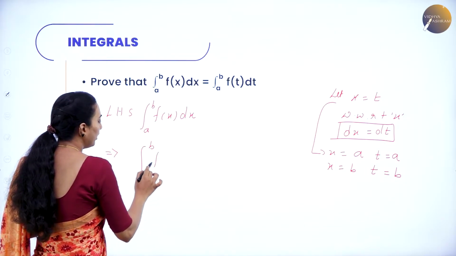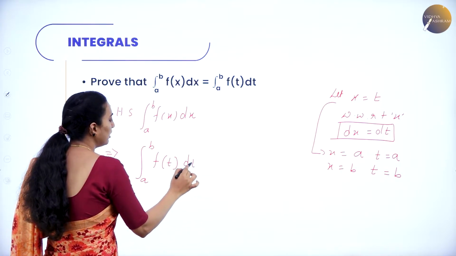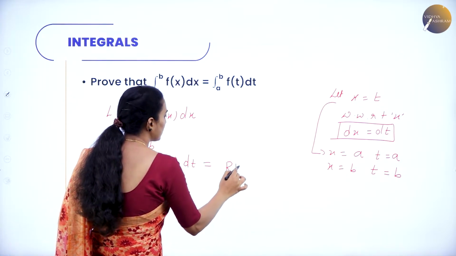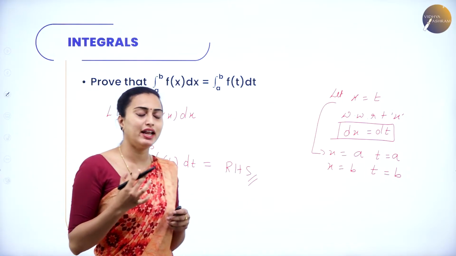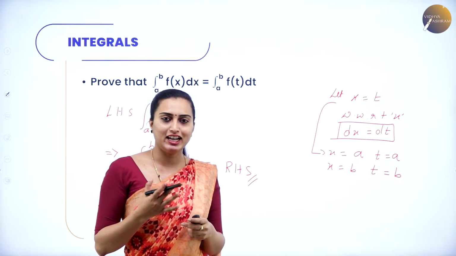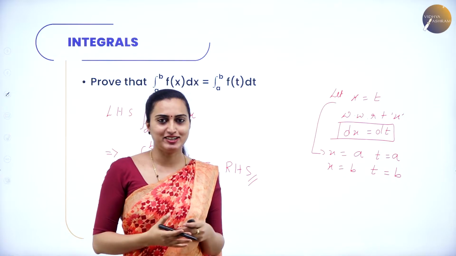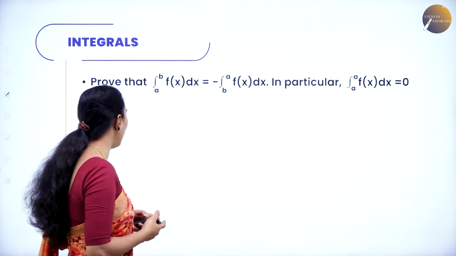Now, f of x I have taken as f of t and then dx is nothing but dt. So, this proves your RHS. I hope you got this one. Therefore, we can write integral a to b f of x dx by changing the variable, integral a to b f of t into dt. That's it. Now, we'll be moving on to the next property.